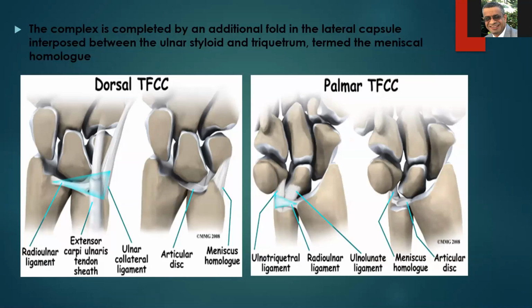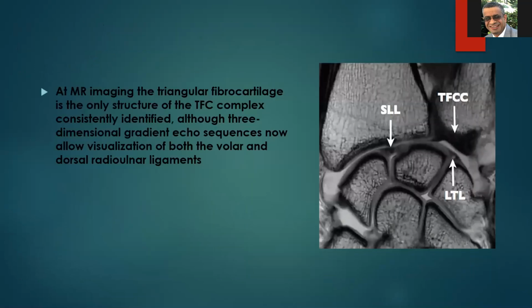The complex is completed by an additional fold in the lateral capsule interposed between the ulnar styloid and the triquetrum, termed the meniscus homologue. At MR imaging, the triangular fibrocartilage is the only structure of the triangular fibrocartilage complex consistently identified, although three-dimensional gradient echo sequences now allow visualization of both volar and dorsal radioulnar ligaments.